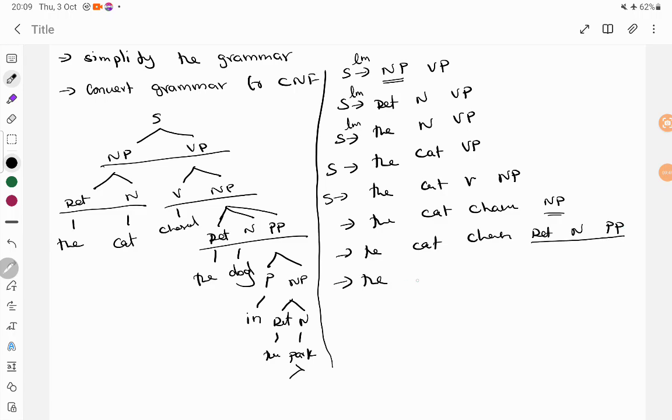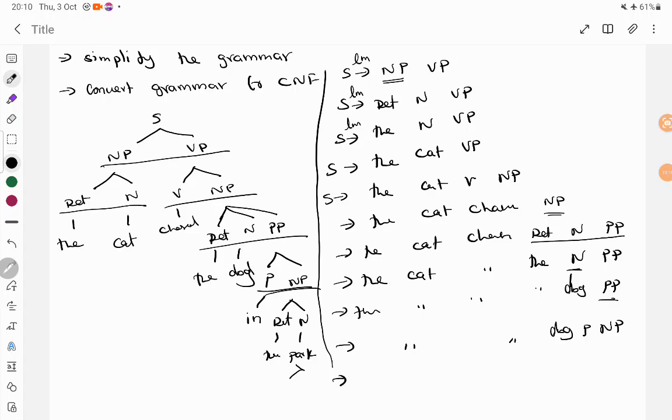Now you have three variables here. Of the three variables, we are going to replace the leftmost variable first. The leftmost variable DET can be replaced with the, and you have N PP here. Again, the cat chased the. Now N can be replaced with dog, followed by PP. Now I have only one variable, and this one variable PP is replaced with P and NP. So you have to write the entire statement here. After dog you have PP replaced with P and NP, and this P is replaced with in followed by NP.